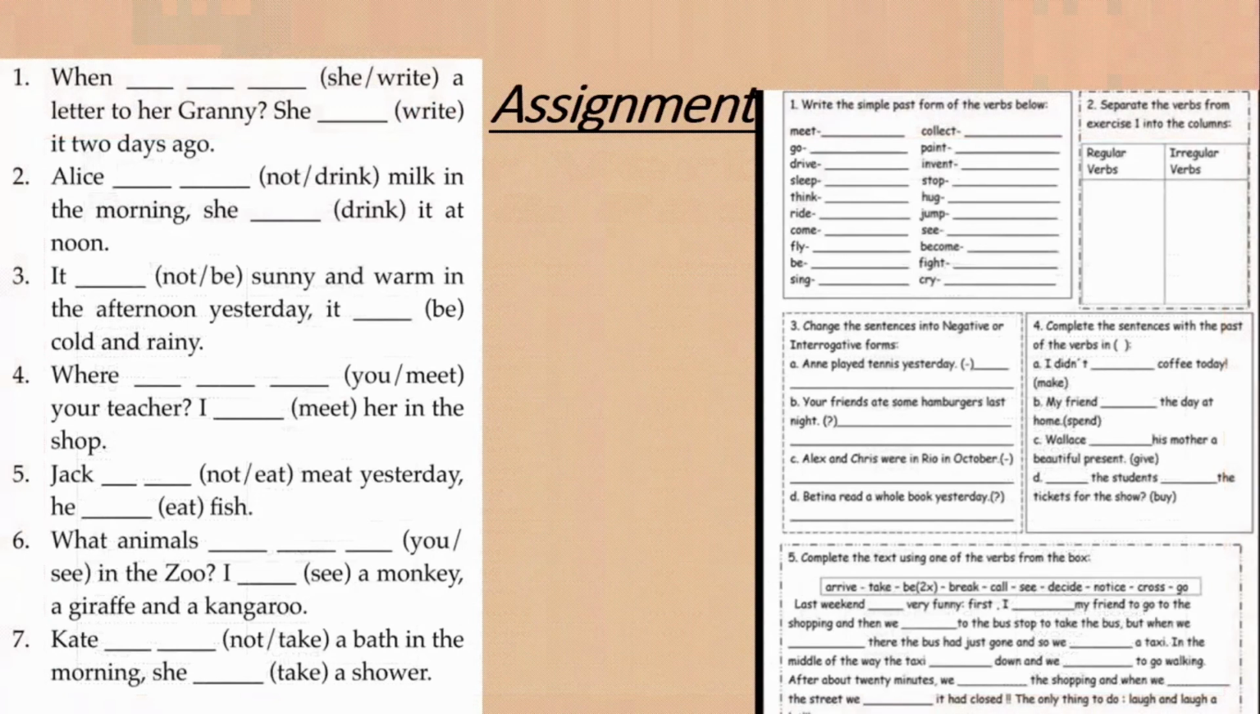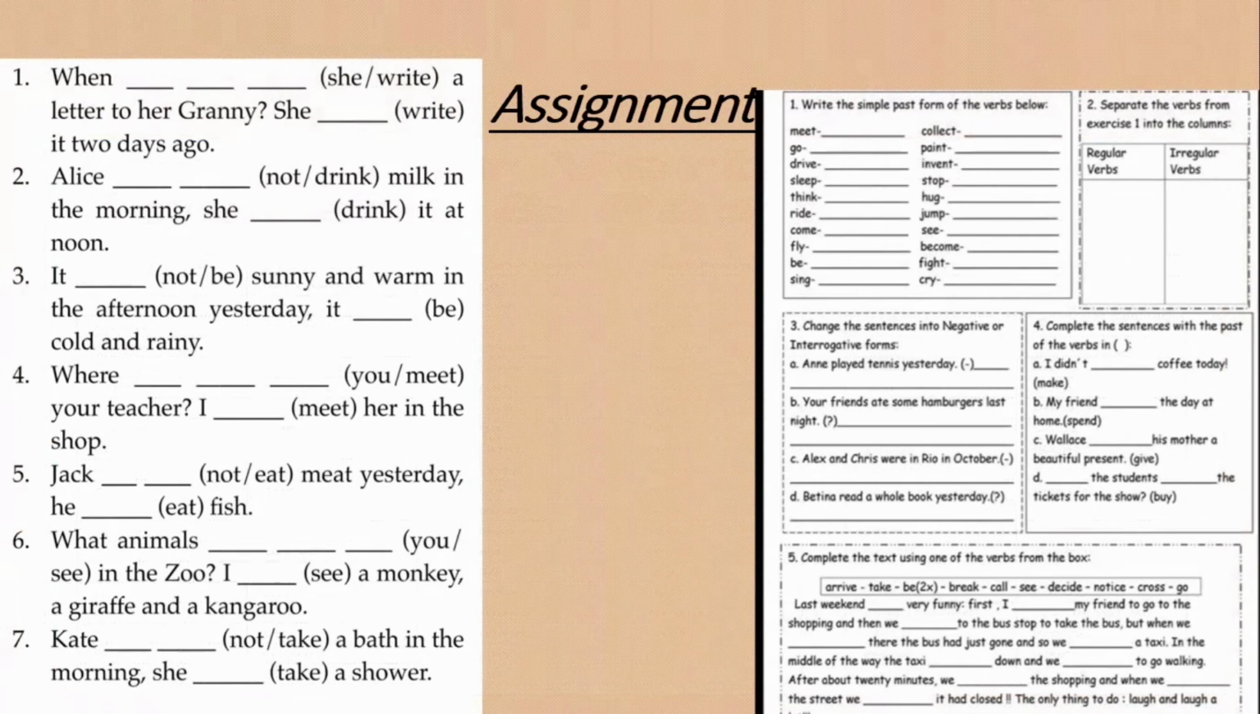Here I give you some assignment. The one to the left here, I give you the verb in a base form, and you have to complete the sentence using a correct form of the verb. Like for example, when did she write the letter to her granny? She wrote it 2 days ago.